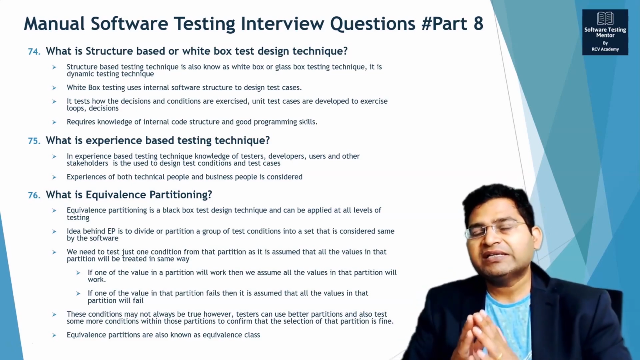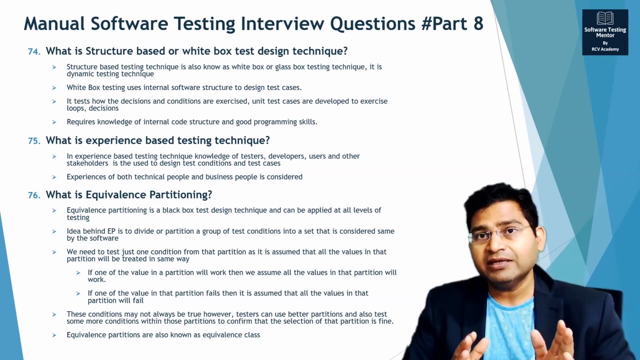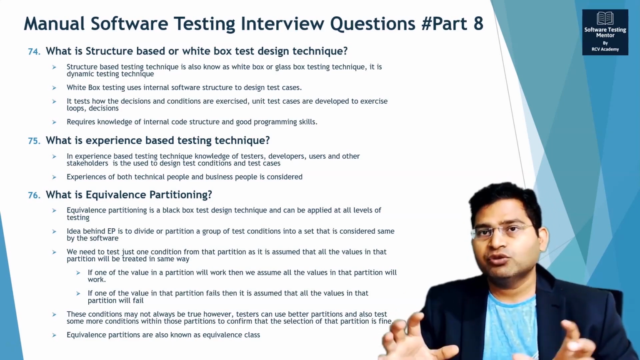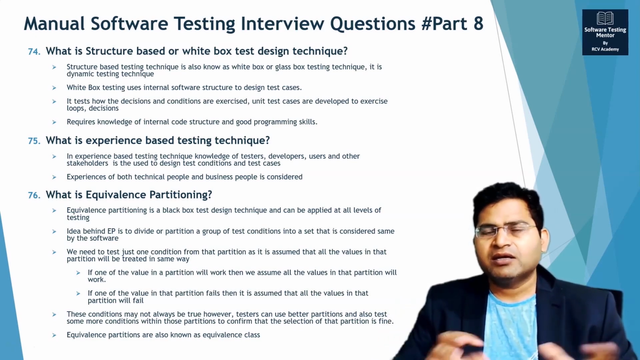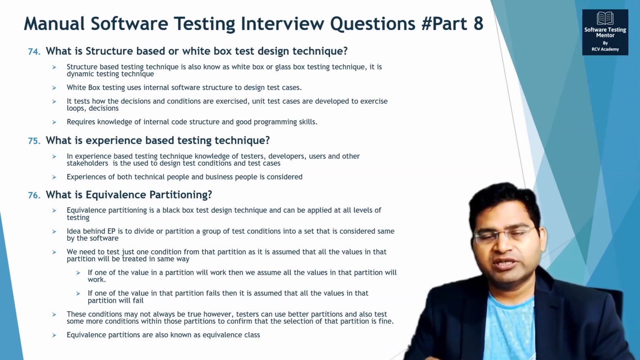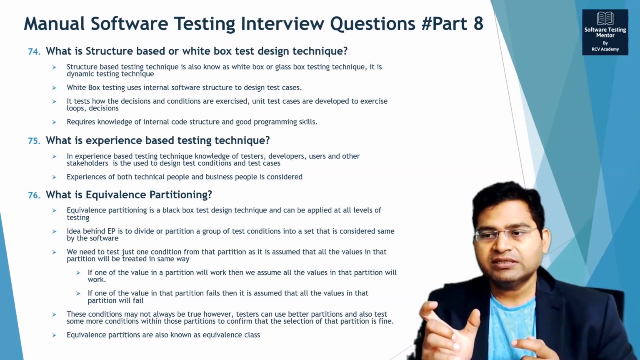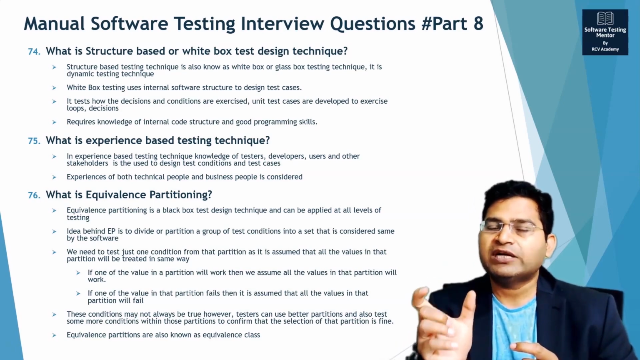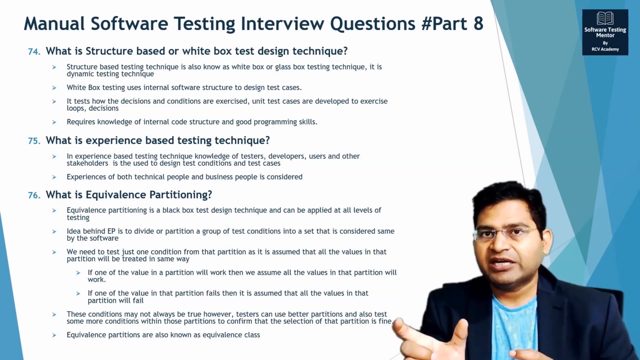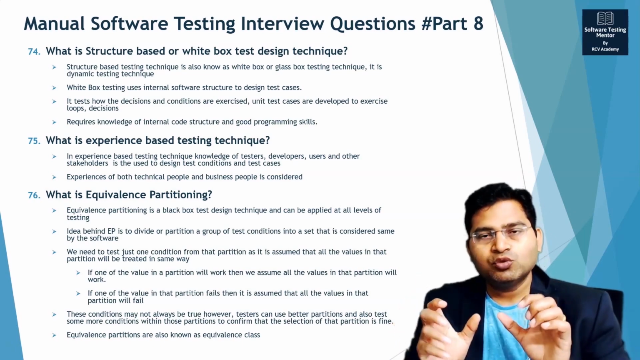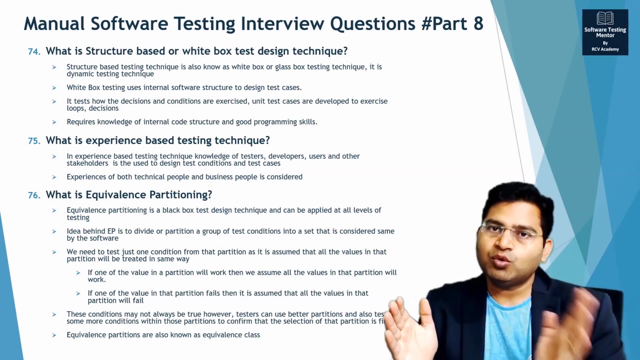The invalid partitions are anything less than 1 and anything more than 10. Those two are the invalid partitions. Any random number is exploratory testing. But in terms of partitions, because this text box only accepts numbers 1 to 10, 1 to 10 is the valid partition, and there are two invalid partitions: one above 10 and another below 1.